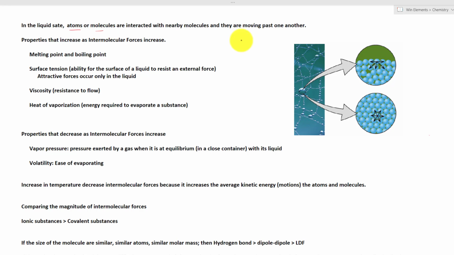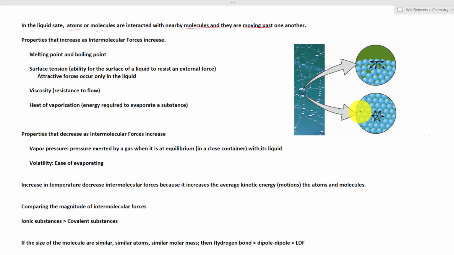To illustrate this definition, we have to look over here. Here we have molecules or atoms. They are in liquid state, and they interact with nearby molecules. As you can see here, they interact with nearby molecules, and these molecules are moving past one another.